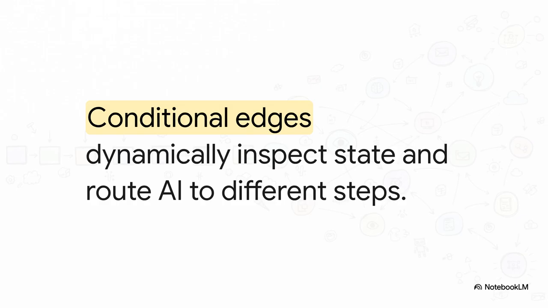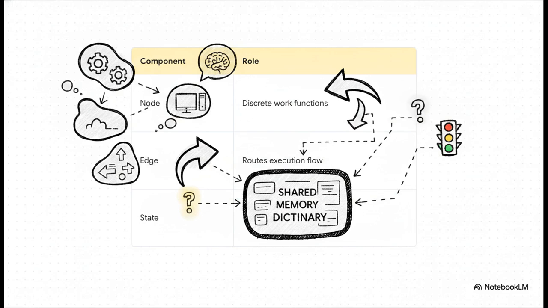Cool, route to the tool node. If no, route to the end. It's dynamic decision-making baked right into the architecture. And this whole system is built on 3 core pillars.